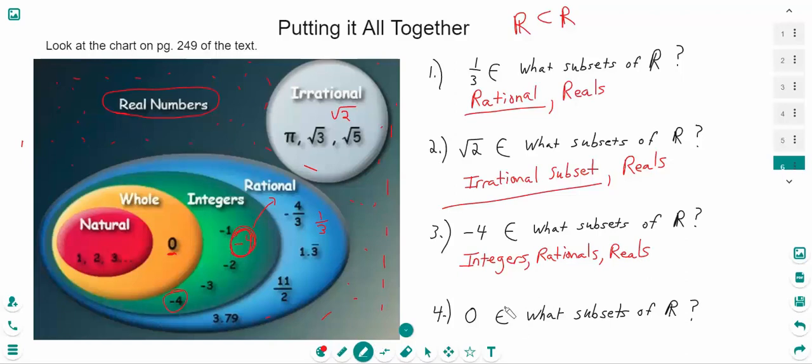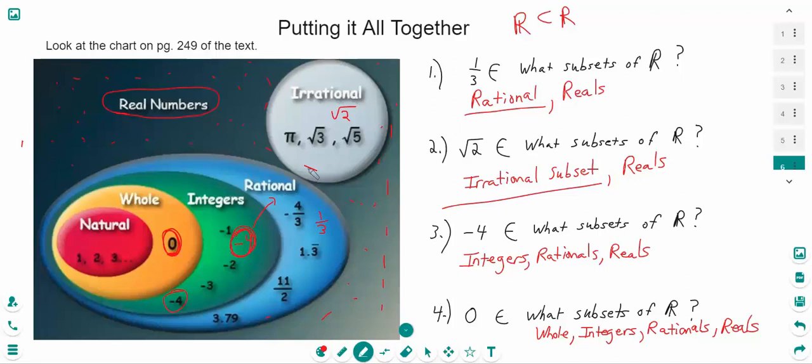All right. Now let's go to the next one here. 0 is an element of what subsets of the real numbers? So where's 0? Well, 0 lives in the whole numbers, right? So 0 is clearly a member of the whole numbers. But since the whole numbers are all within the integers, it's also in the integers. And since the integers are in the rationals, it's also in the rationals, and since the rationals are in the reals, it's also in the reals.